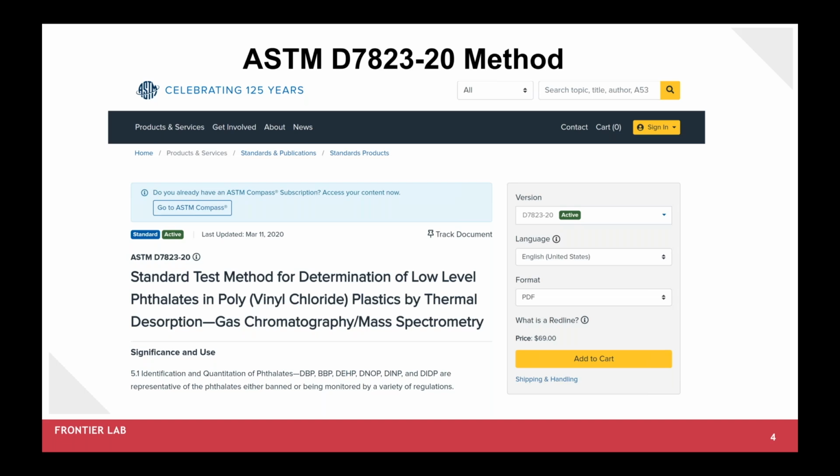As Lauren mentioned, today we will go over the test method ASTM D7823, which provides a procedure to identify and also quantify phthalates by thermal desorption gas chromatography mass spectrometry. Six phthalates are used to demonstrate the use of this procedure: BBP, DBP, DEHP, DNOP, DINP, and DIDP. Here you can see the official title of the method from the ASTM website, which is also available for you to purchase.